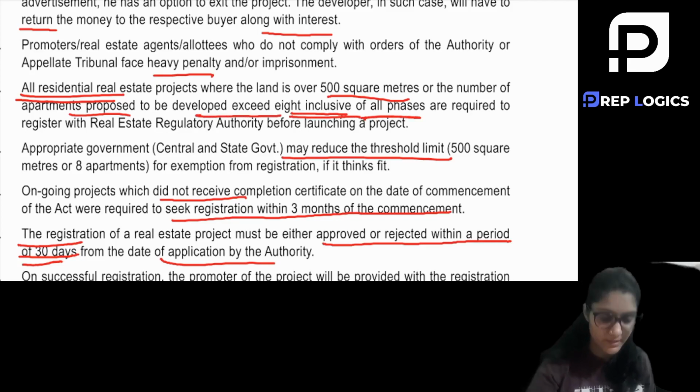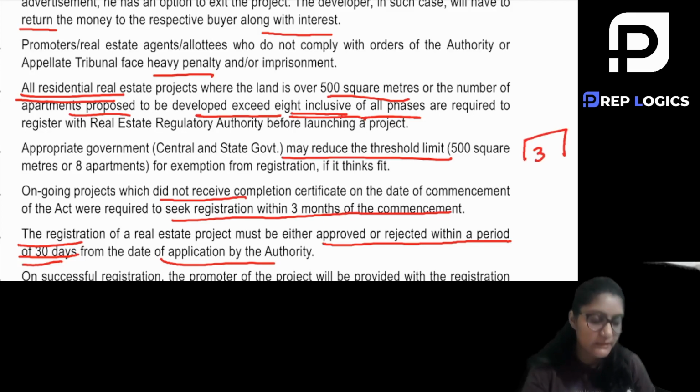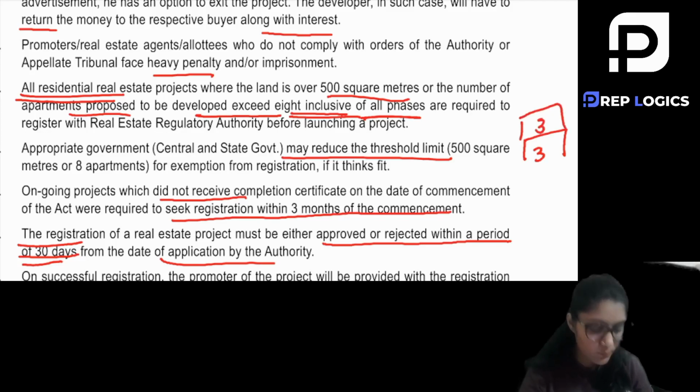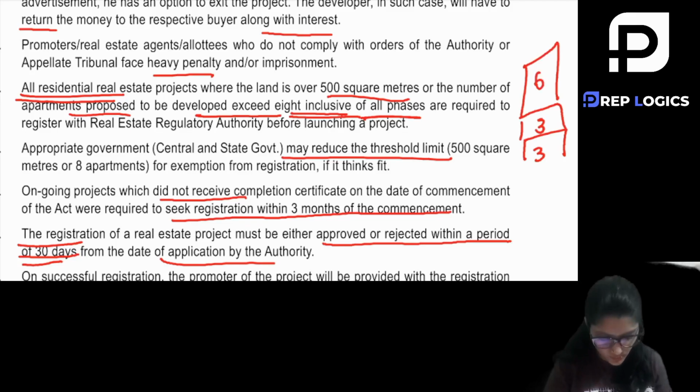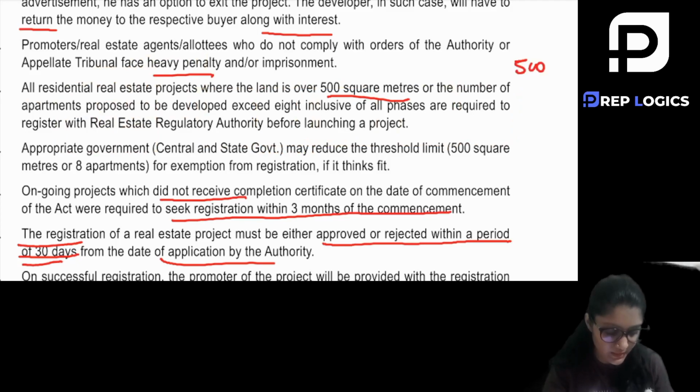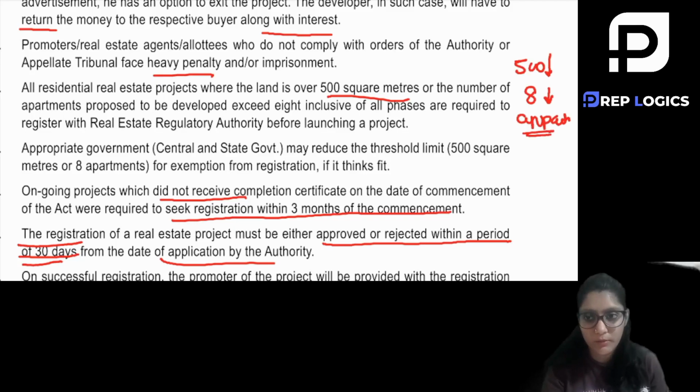There are various kinds of phases. Suppose in the first phase I have built 3 floors, in the next phase I am going to build 4 more floors, and in the next phase 6 floors. So there will be various phases, and for each phase a separate registration needs to be taken. Registration need not be taken when the area is less than 500 square meter, and the number of apartments is less than 8, including all phases.